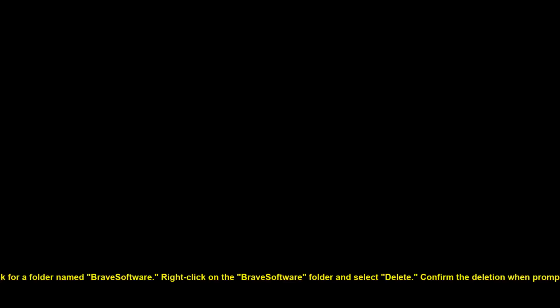Open File Explorer on your computer. In the address bar, type %localappdata% and press Enter. This will take you to the local app data folder. Look for a folder named Brave Software. Right-click on the Brave Software folder and select Delete.